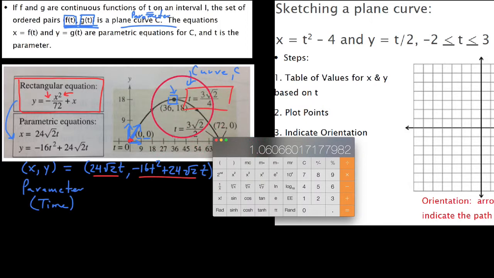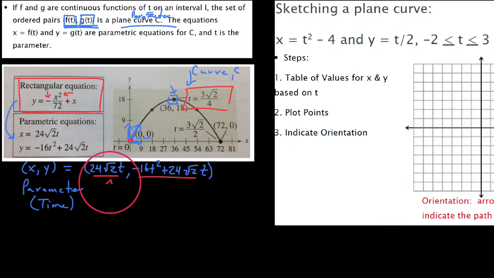We could plug that into this equation right here, and what we're going to find are the coordinates of its vertex, and actually it's at 36, 18. You would get the same thing as if you plugged this exact value in for time here and here. So here's what we want to do.